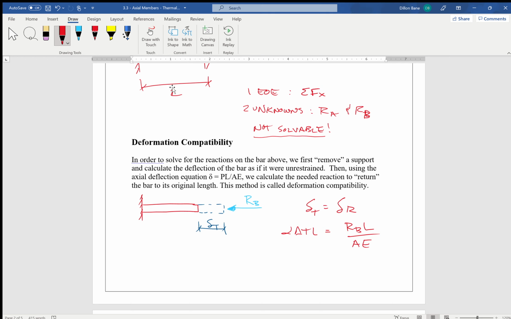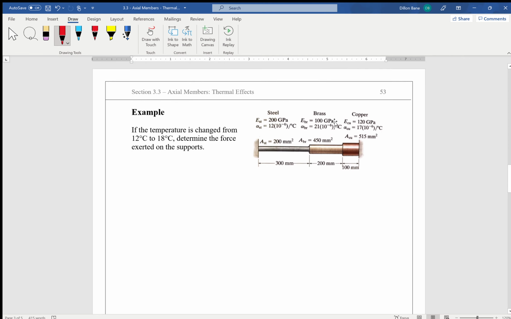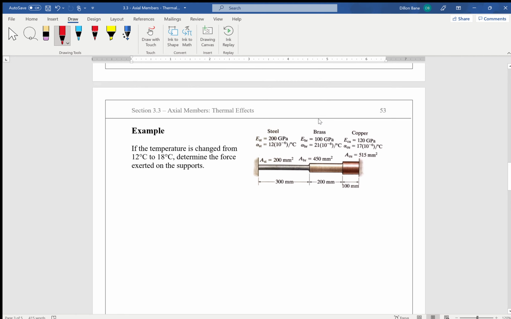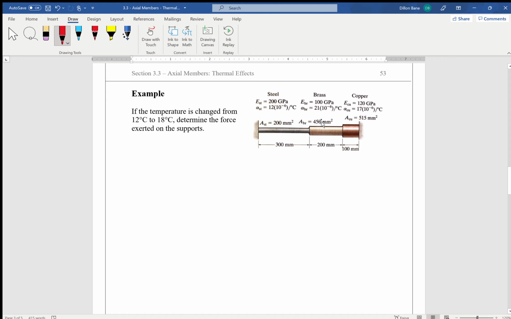Okay, so let's jump in and start working on our first example then. For this example, we've got a rod assembly. It consists of a steel rod, a brass rod, and a copper rod all connected together somehow. The material properties are given for each one: a modulus of elasticity E and a coefficient of thermal expansion alpha for each material. The area of each rod is also given, as well as the length of each segment.